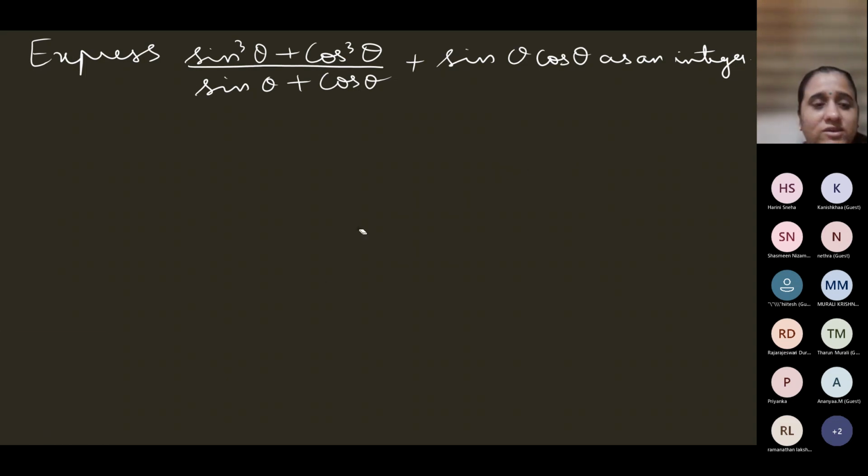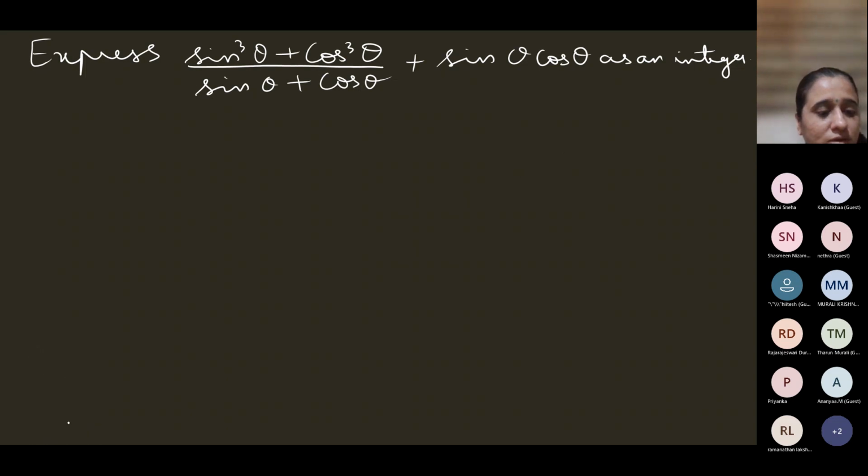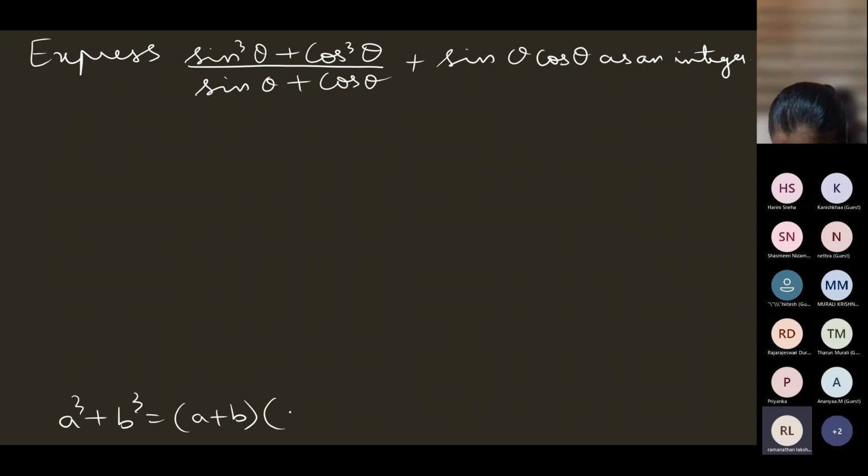Tell me the identity. What is a cubed plus b cubed? A cubed plus b cubed is equal to a plus b into, a plus b into, yeah, a plus b into what?